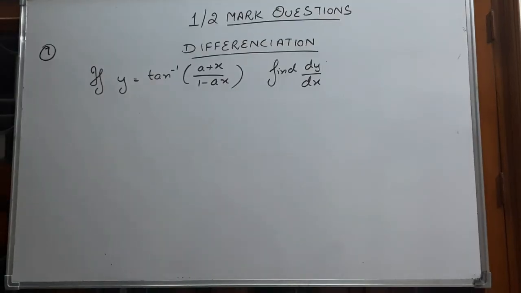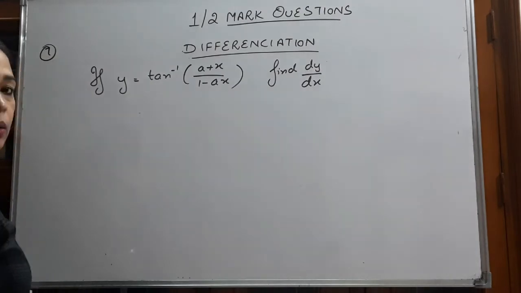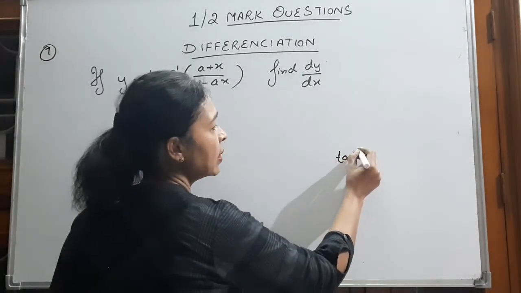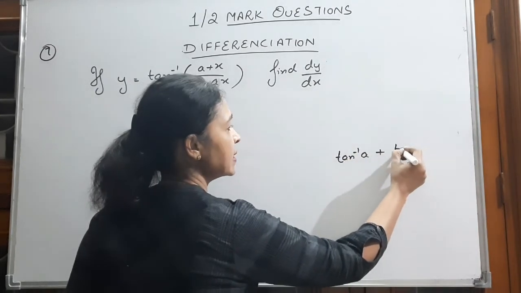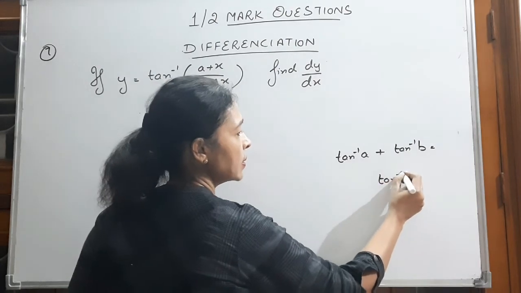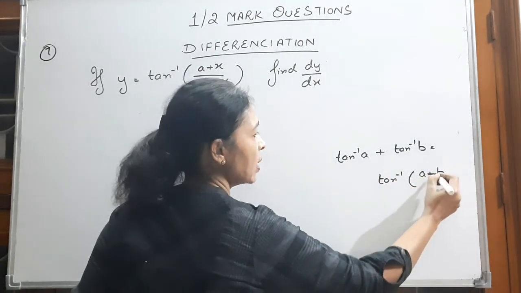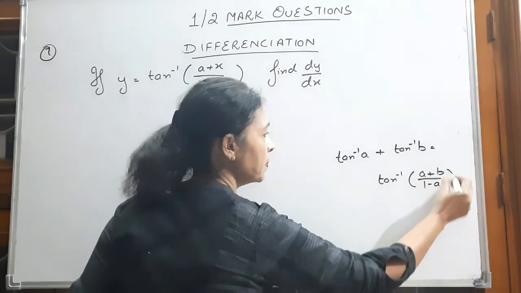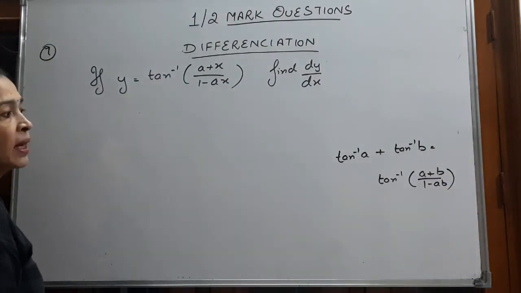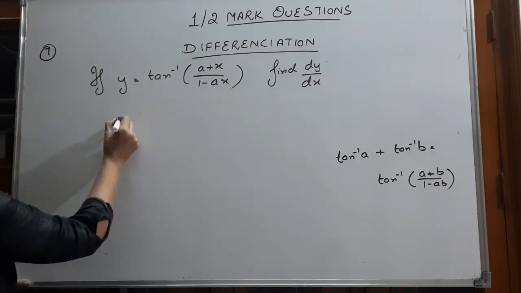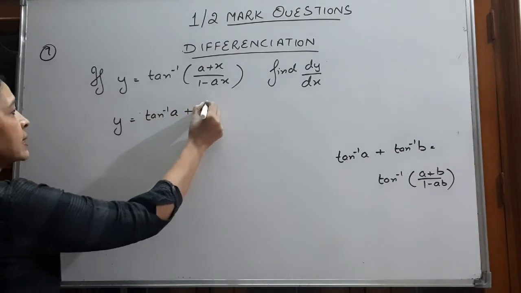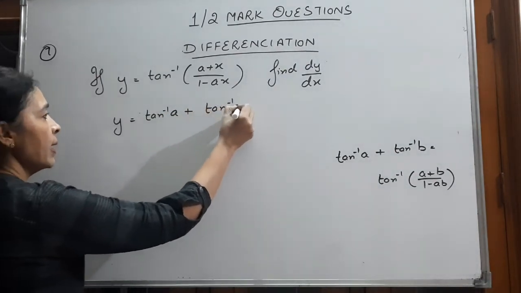y equals tan inverse of a plus x upon 1 minus ax. Children, we have a formula: tan inverse a plus tan inverse b is equal to tan inverse of a plus b upon 1 minus ab. Here we have tan inverse of a plus x upon 1 minus ax. We can write it as y equals tan inverse a plus tan inverse x.